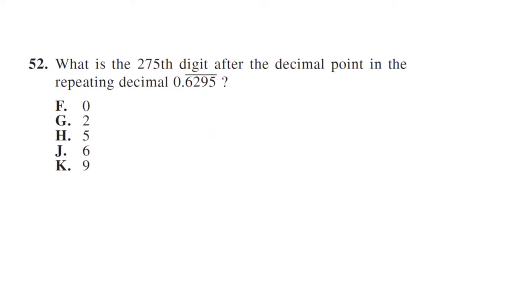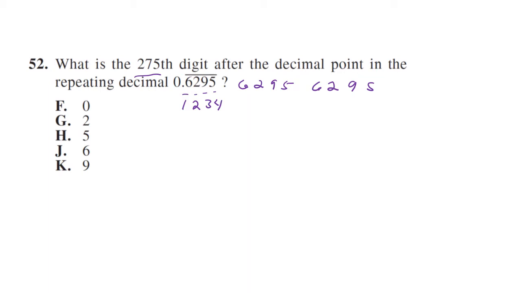What is the 275th digit after the decimal point in the repeating decimal 0.6295? So it's going to be 6295, and the next one will be 6295. Then it'll be 6295 again. ACT likes this type of question. So we have 4 digits: 1, 2, 3, 4 digits. We want to know what the 275th digit is.